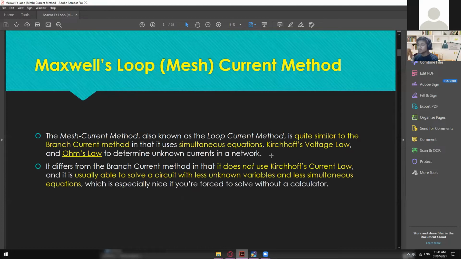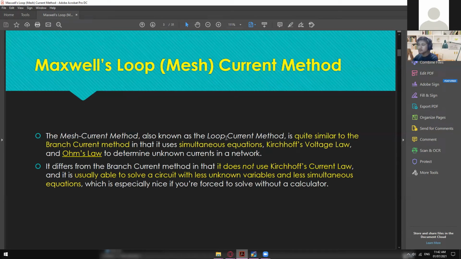Okay. So, without further delay, let me tell you guys the difference. I would say that again, 80% of the computation is super similar to Kirchhoff's law. It's just that this one doesn't use KCL. This one is only using KVL, but with additional things in it. So later on, you will see the difference between Kirchhoff's and Maxwell.